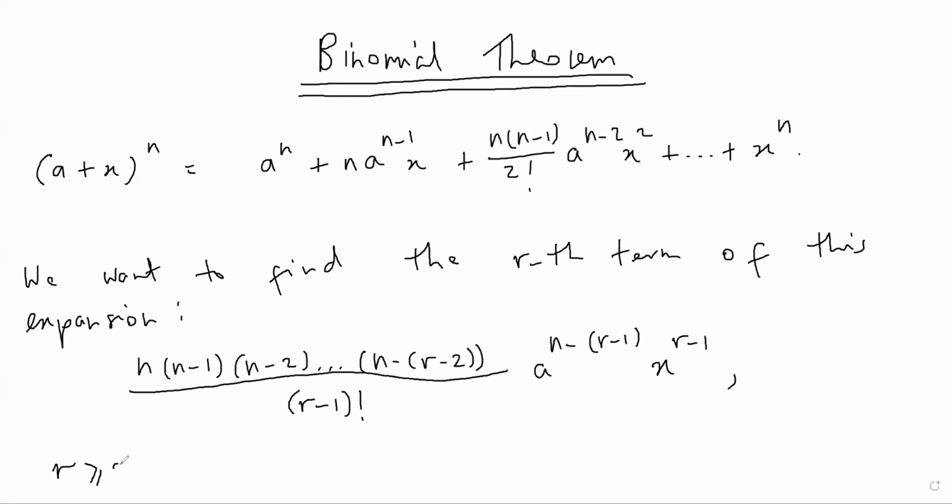R is any number, but it must be at least 2. And of course, when I say any number, I mean any natural number. It can't be a fraction. R is either 2, 3, 4, and so forth. It must be at least 2. So this is the formula we use for this.